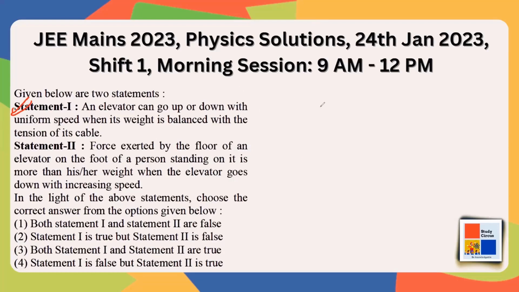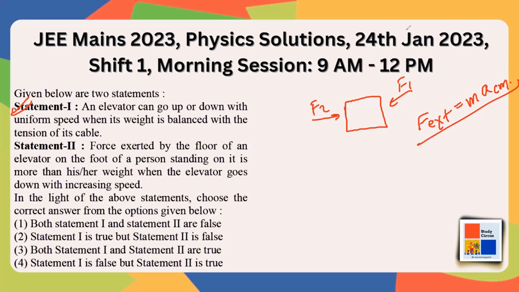By basic Newton's law, if there's a body and these are, let's say, forces acting F1, F2, and there can be many, then F external is equal to mass times the acceleration of the center of mass of the body. This is Newton's second law, right? The external force is equal to the mass of the body or a system of particles, times the acceleration of the center of mass of the system.